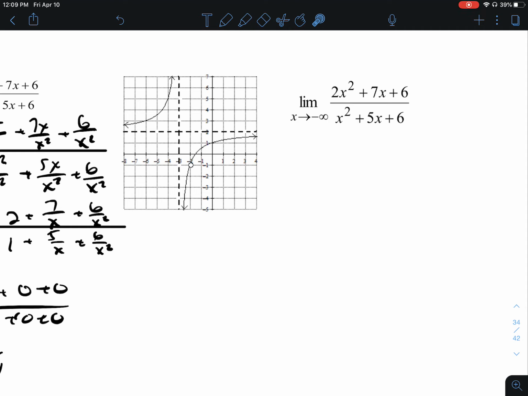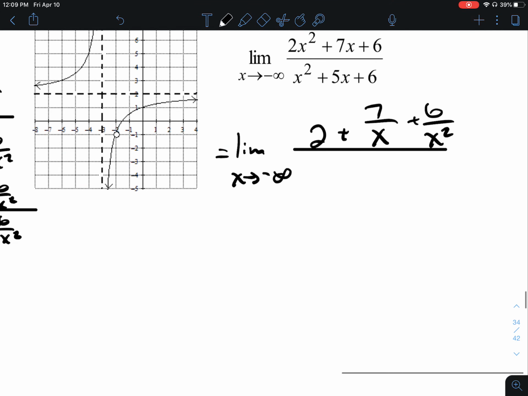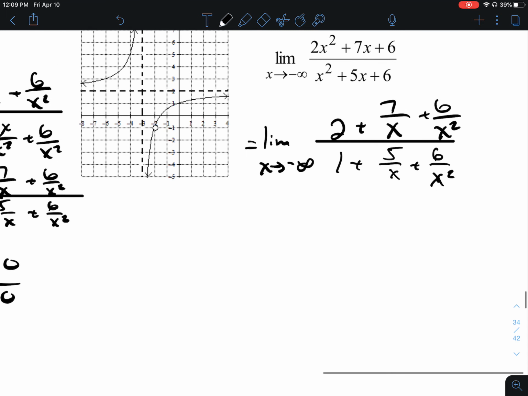See if we can shorten our work a little bit for this. We are going to divide every term in the numerator and denominator by x squared. So 2x squared divided by x squared is 2. 7x divided by x squared is 7 over x. 6 divided by x squared is 6 over x squared. In the denominator, x squared divided by x squared is 1. 5x divided by x squared is 5 over x, and 6 divided by x squared is 6 over x squared.